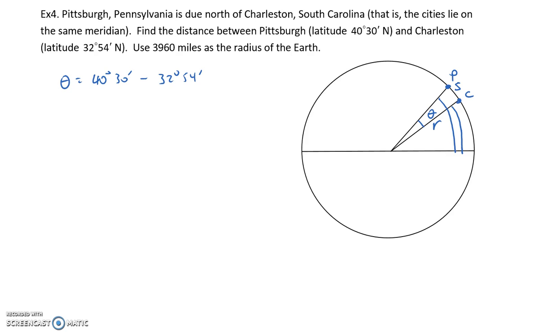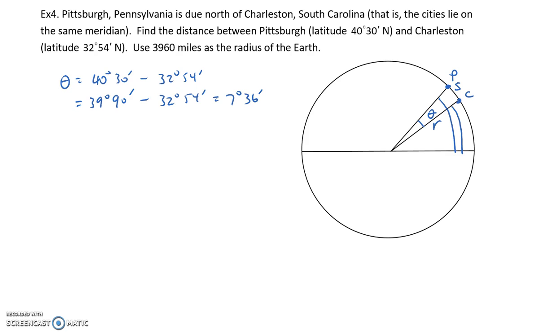All right, now, because 54 minutes is bigger than 30 minutes and we're subtracting, I'm going to borrow a degree from 40 degrees and write 39 degrees and add that degree onto 30 minutes. Now 1 degree is 60 minutes, so 60 plus 30 is 90 minutes. So I'm going to write that as 39 degrees 90 minutes minus 32 degrees 54 minutes. And subtracting degrees from degrees and minutes from minutes, that would give us 7 degrees 36 minutes.